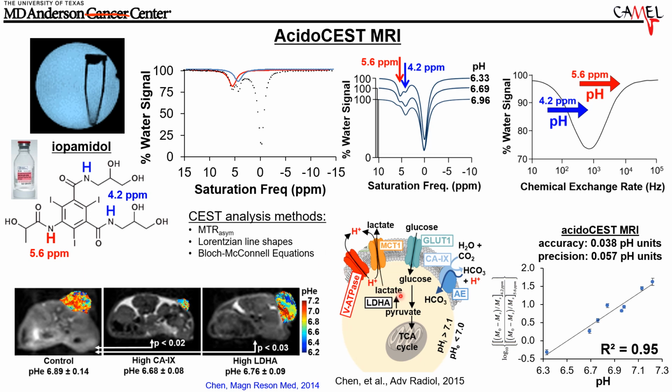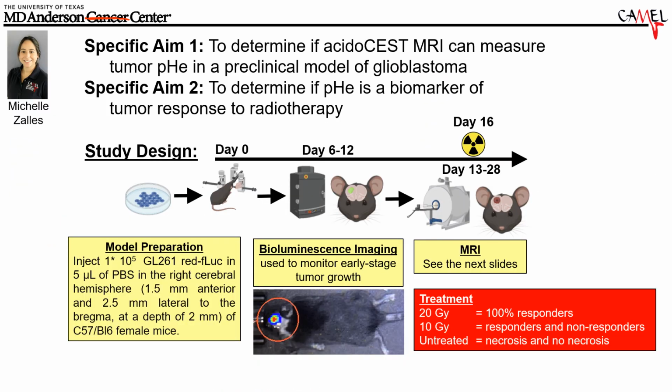We're studying glycolysis in tumor cells by watching the conversion of pyruvate to lactic acid, which then is secreted out of the cell and causes extracellular acidosis, as validated by a variety of preclinical tumor studies that we've done over the years. So we performed a study to determine if AcidoCEST MRI can be used with brain cancer.